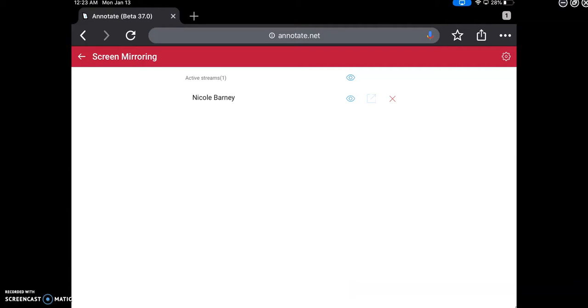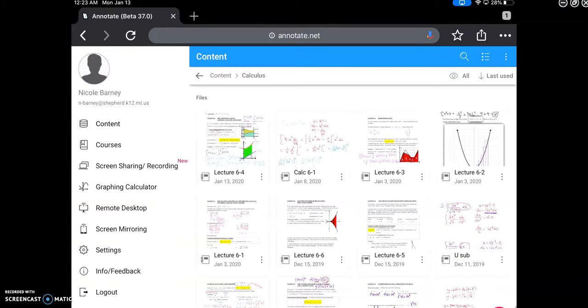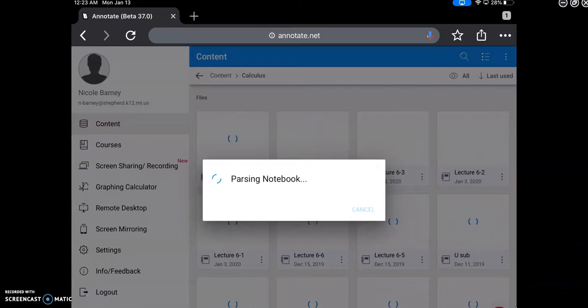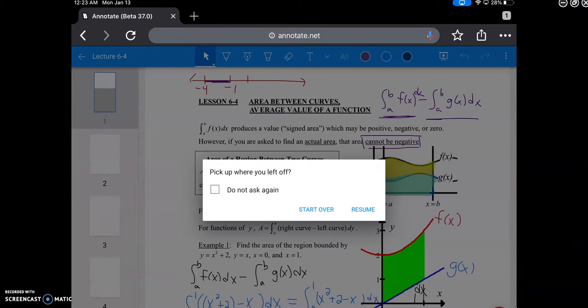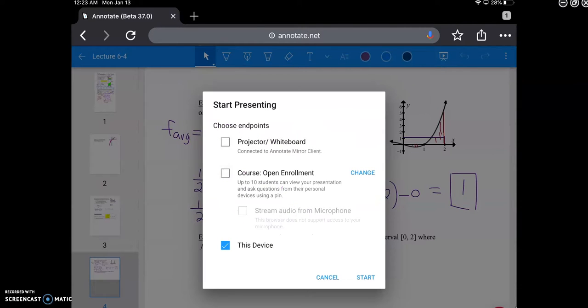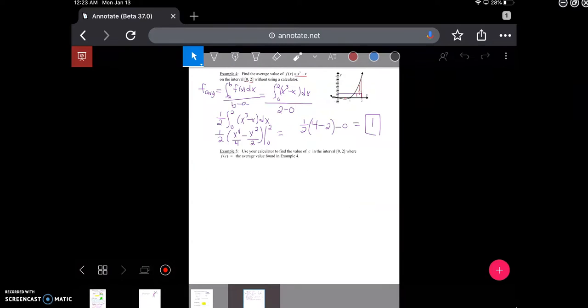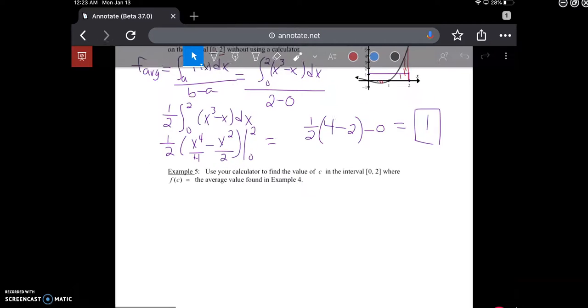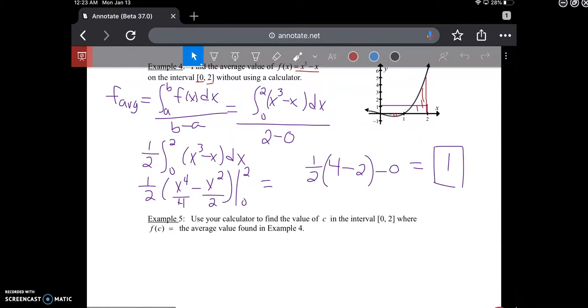Okay, we are talking about the average value of a function. Here we talked about the average value of a function, and we found that the average value of this function was 1. We said that the average y value, if I added up all those y values over that interval, was going to be 1.